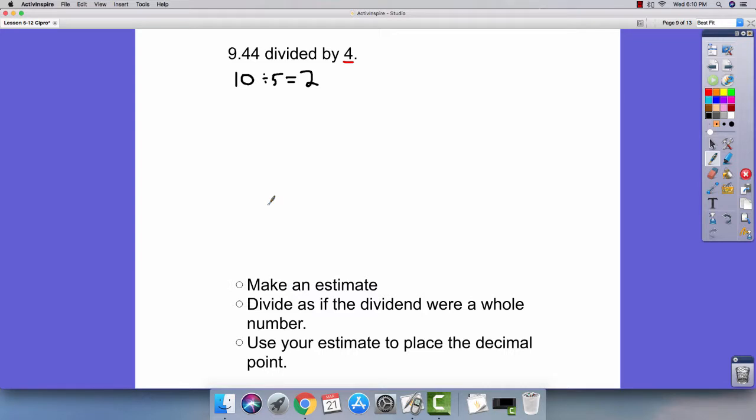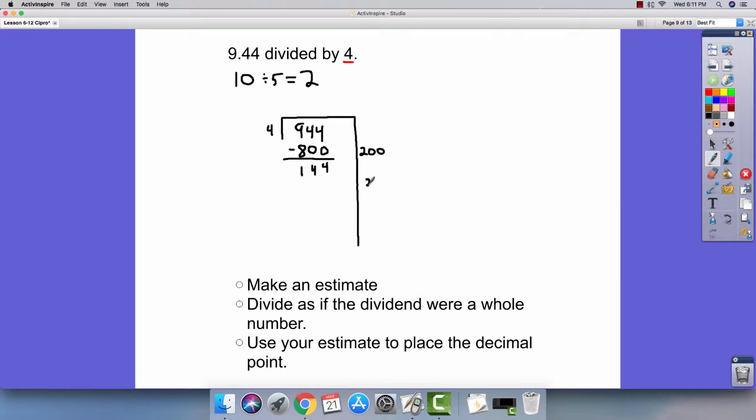Now I'm going to divide as if the dividend were a whole number. So I'm going to ignore the decimal point. So I'm going to set up 944 divided by 4 using the partial quotients algorithm. And I know 4 can go into 944 at least 200 times, and 200 times 4 is 800. And subtract, and I have 144 left to divide.